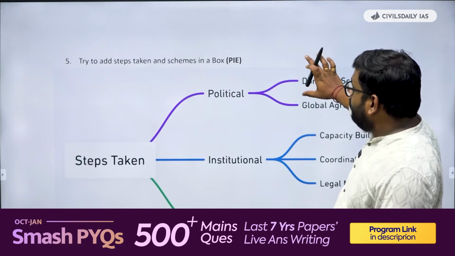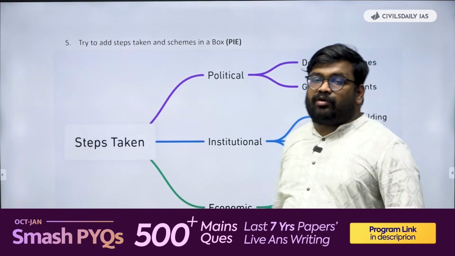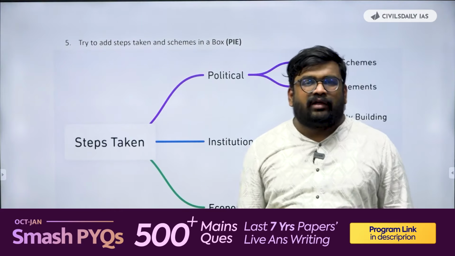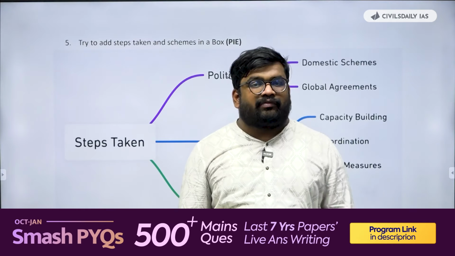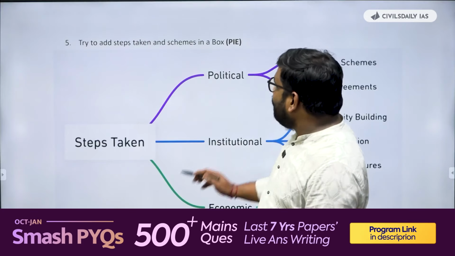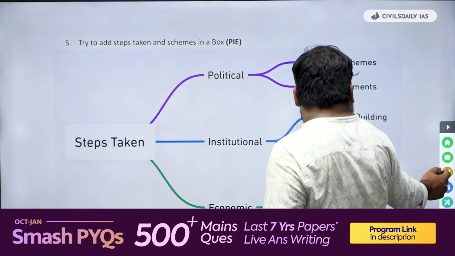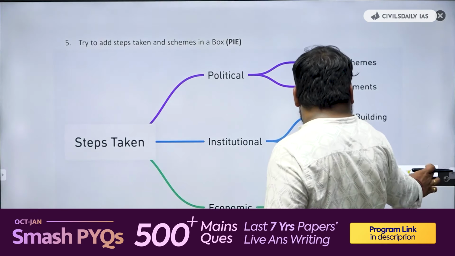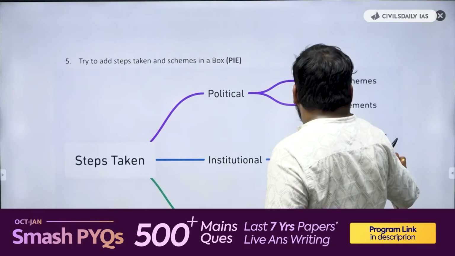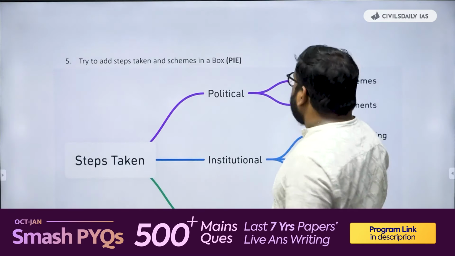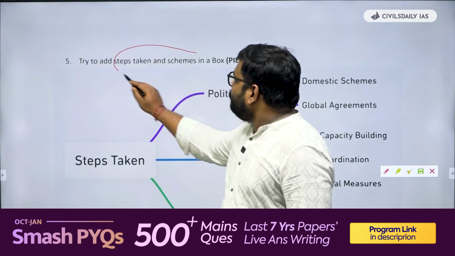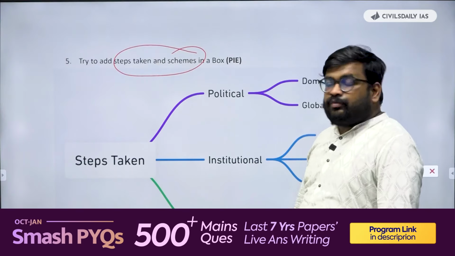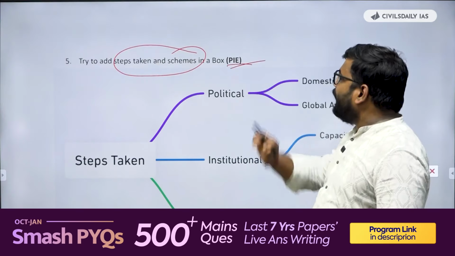Then coming to the next aspect, after the causes, they will either ask you the way forward or the steps taken. So irrespective of the demand, if they simply ask you the way forward and not the steps taken, in such cases, what you do? On the margins of your page, just put a box and add the steps taken or the schemes. So with respect to the schemes, simply follow the PIE approach.